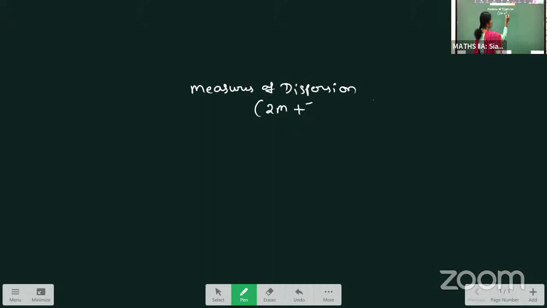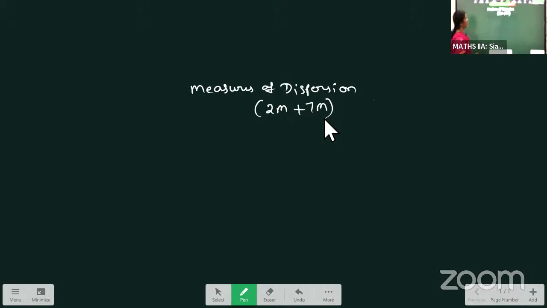Today I'm going to teach you measures of dispersion, 7 marks question. The weightage of this chapter is 2 plus 7. Measures of dispersion. Weightage of this chapter is 1 VSAQ and 1 LAQ. So today I'm going to explain the 7 marks question which are most important in this chapter.